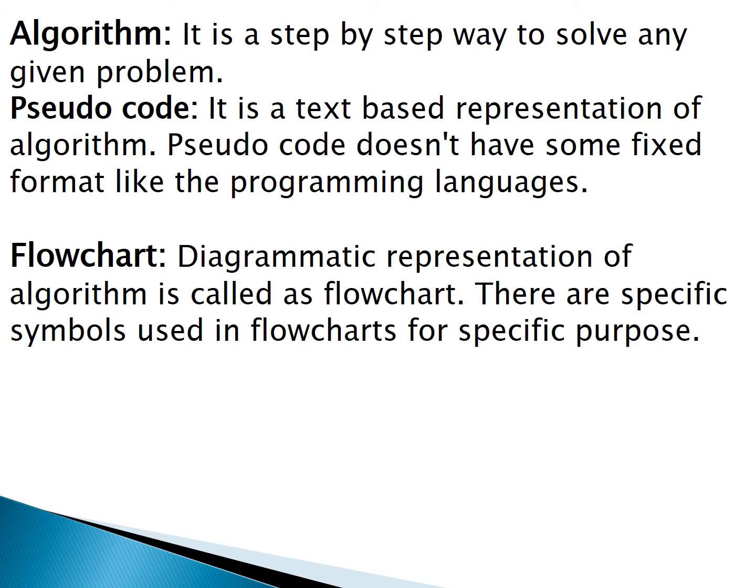Then what is an algorithm? Let us go. In this chapter we are going to see about algorithm, pseudocode, and flowchart. Whenever you are solving a problem step by step, step 1, step 2, step 3, this is the format of steps. Whenever you are solving any problem in a step by step way, that is called an algorithm. Algorithm is nothing but a step by step way to solve any given problem. In the same way, pseudocode is the same as an algorithm, but it is a text based representation. Pseudocode does not have a fixed format like a programming language.